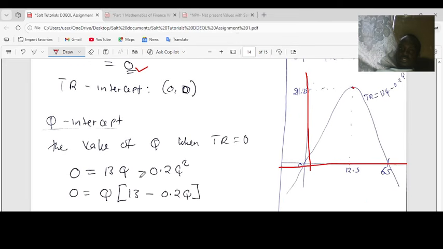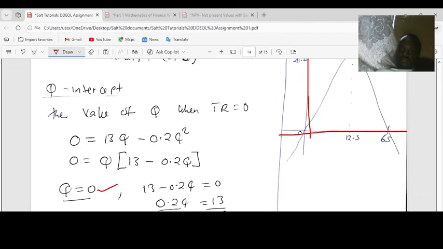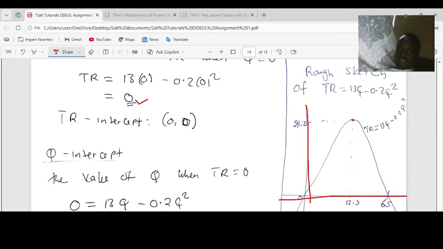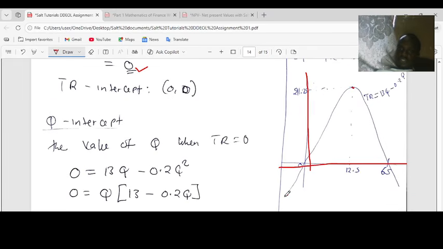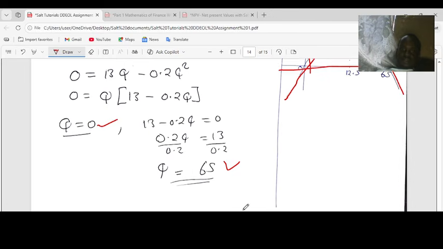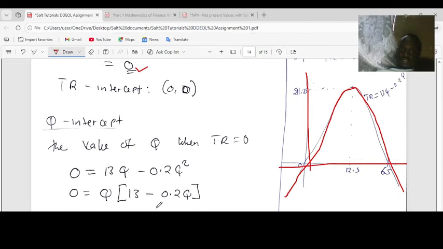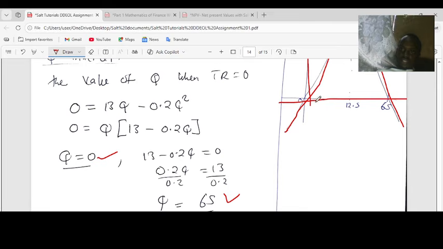Quantity intercept: when you solve for Q when TR is 0, you'll find that Q is equal to 0 and Q is equal to what? 65. That is the point where this graph is going to cut the x-axis. So these points are important for me to see where I'm going and how I'm going to graph. That is why you find that this graph is going to move in that direction. The turning point is at that point and the intercept is at that.